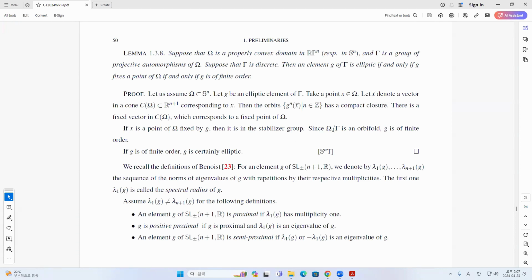And so if it's a fixed point, then it has a stabilizer group, and since this is an orbifold, it has to be finite, and so on. So the stabilizer is finite, and certainly it's elliptic. Okay, so you can prove this.